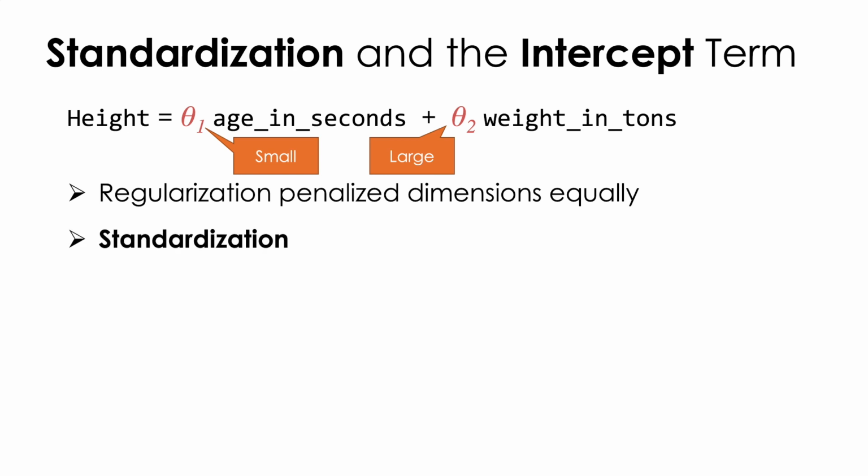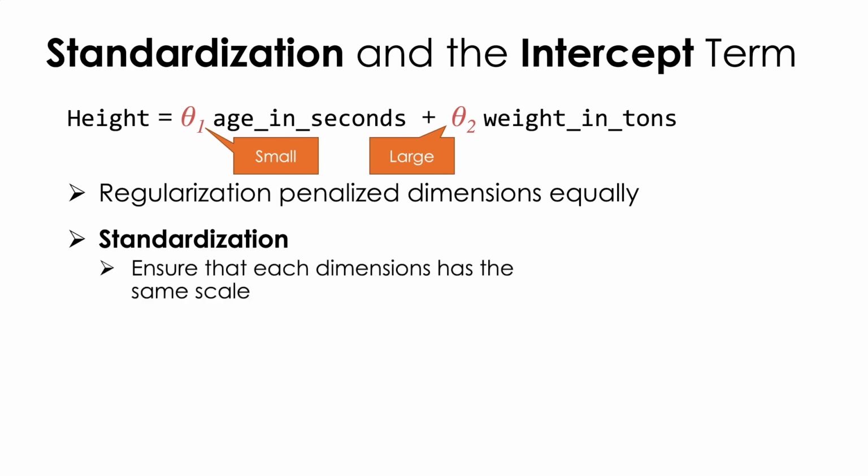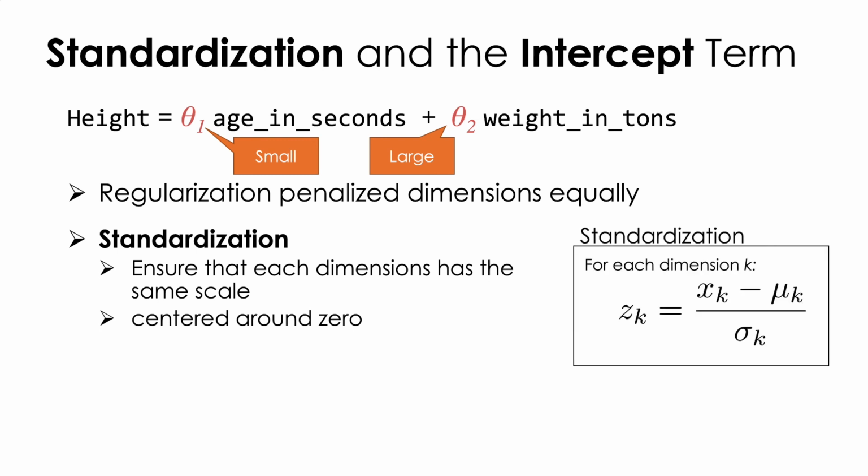So one simple solution to this is to standardize our features. We want to ensure that each dimension has roughly the same scale and is centered around 0. And the way we do that is simply by computing the standardized version of that feature. So we subtract off the mean for that feature and divide by the standard deviation. Now, how do we get the mean and standard deviation? Well, we're going to need to compute those on our training data set and then reuse that for our test data set.